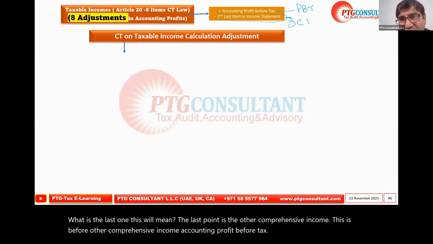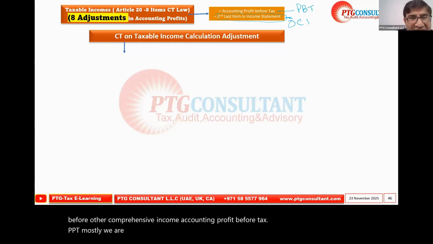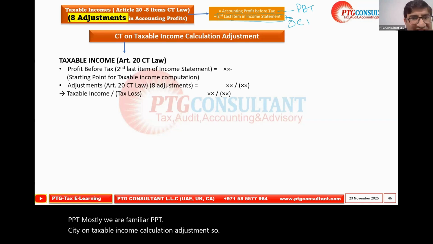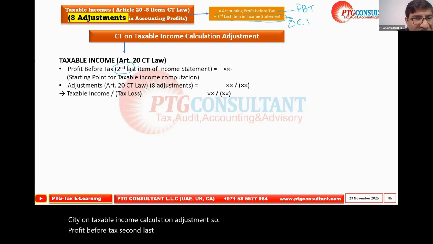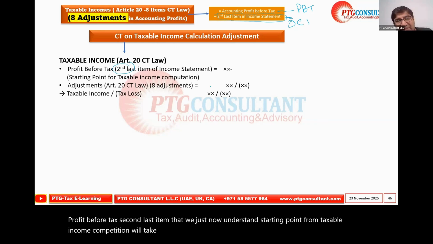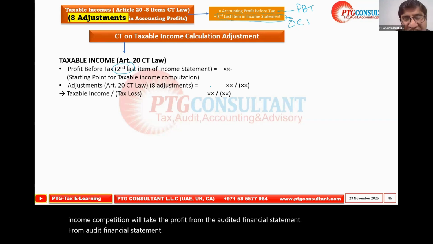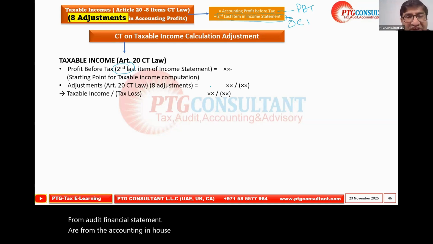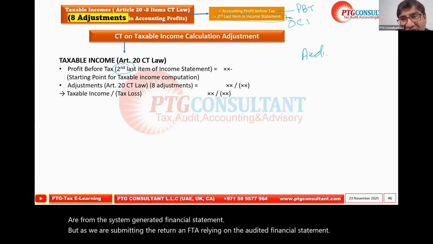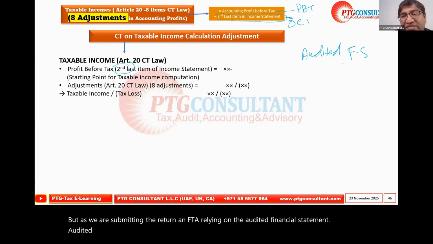PPT, mostly we are familiar. City on taxable income calculation adjustment. So profit before tax, the second last item that we just now understood, is the starting point for taxable income computation. We will take the profit from the audited financial statement, or from the accounting in-house financial statement, or from the system generated financial statement. But as we are submitting the return and FTA is relying on the audited financial statement, this would be our starting point.